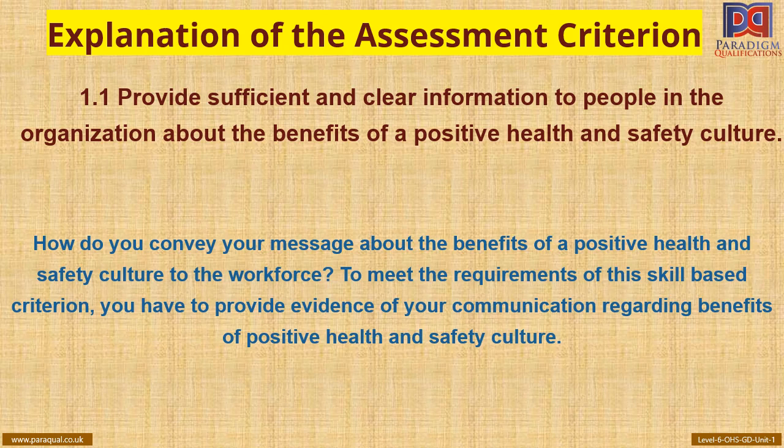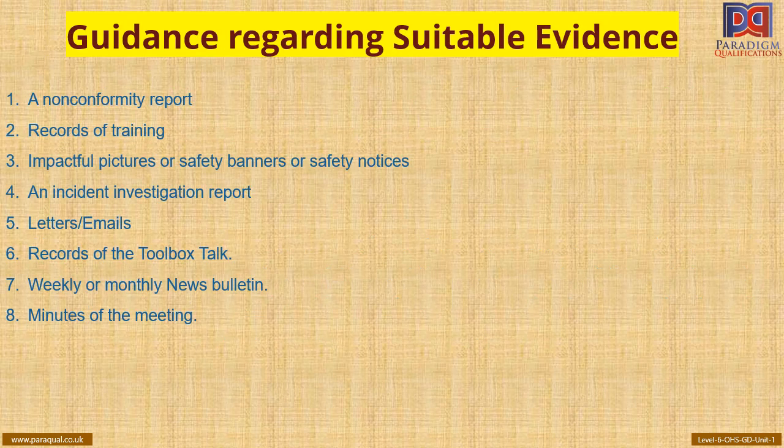The suitable evidence can be a non-conformity report where the cause of the incident or non-conformity was attributed to unsafe acts or unsafe behaviors of the workers and it was communicated to the relevant work centers. The records of the training to improve OHS performance through workers' involvement and contribution. Impactful pictures, safety banners or safety notices displayed at some prominent place in the workplace which show the consequences of unsafe acts and behaviors, etc.